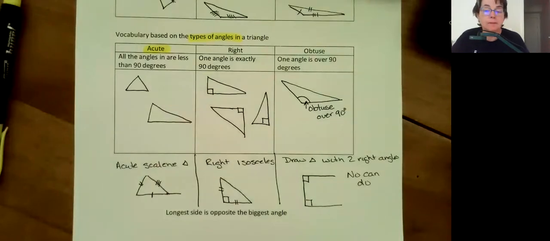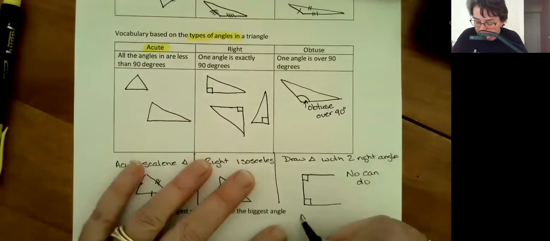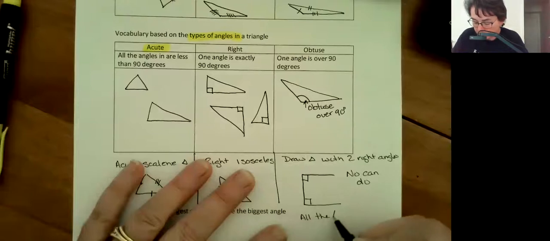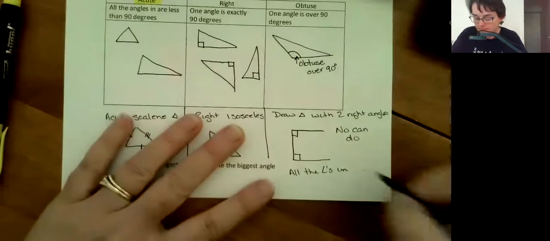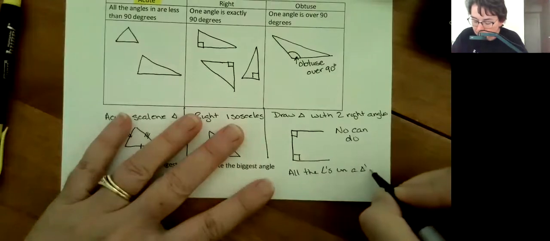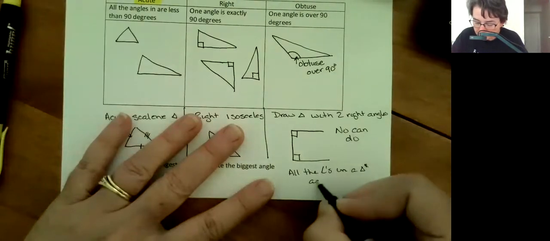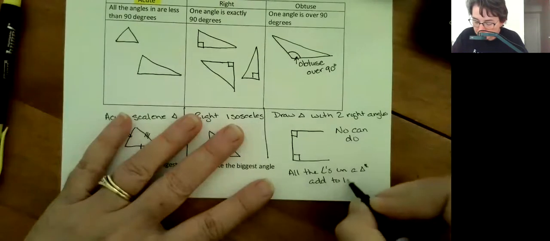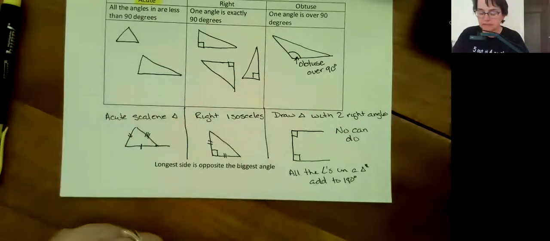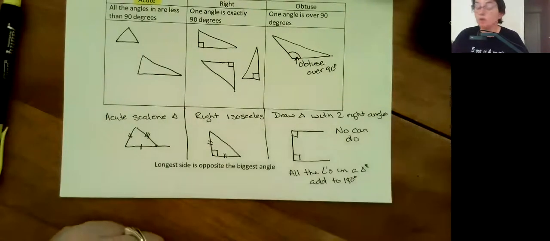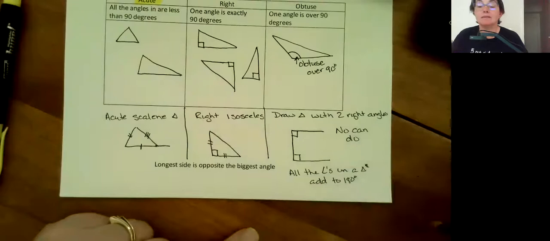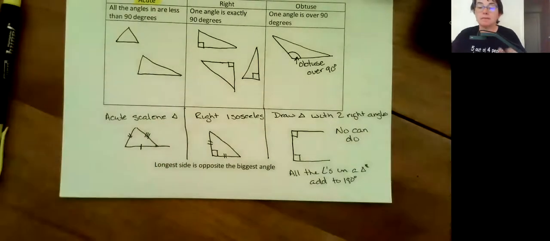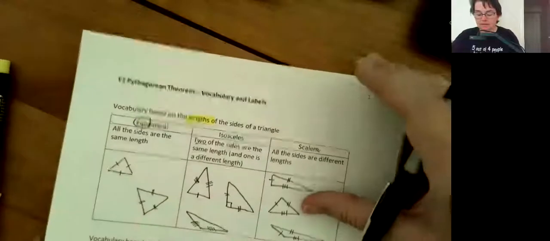I'll give you a hint and I'll show you later on an example of how this works, but all the angles in a triangle add up to, hopefully you know it's 180. That's why if you use a 90 degree and a 90 degree, you don't have any degrees left for that third angle. Okay, cool. Now, this video actually has 2 pages. So, go to the second page.